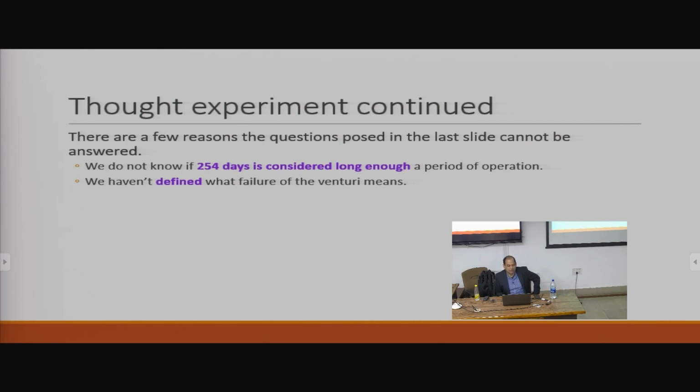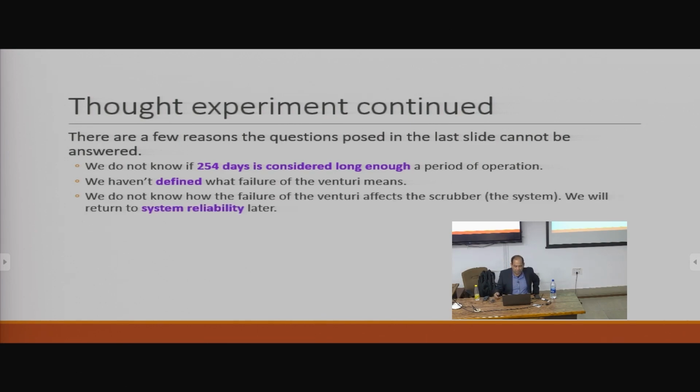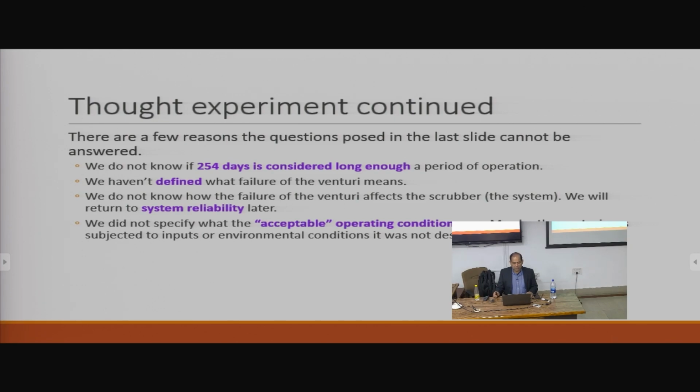It cannot create the requisite pressure. Maybe it just barely misses it. Maybe it just explodes and breaks down. Intermittent function. There's a lot of different ways things can fail, right? There's partial failures and things like that as well. And then we don't know how the failure of the Venturi affects the scrubber, which is the entire system. So we will talk about system reliability later. Okay, so that's a separate topic. We first have to talk about component reliability.